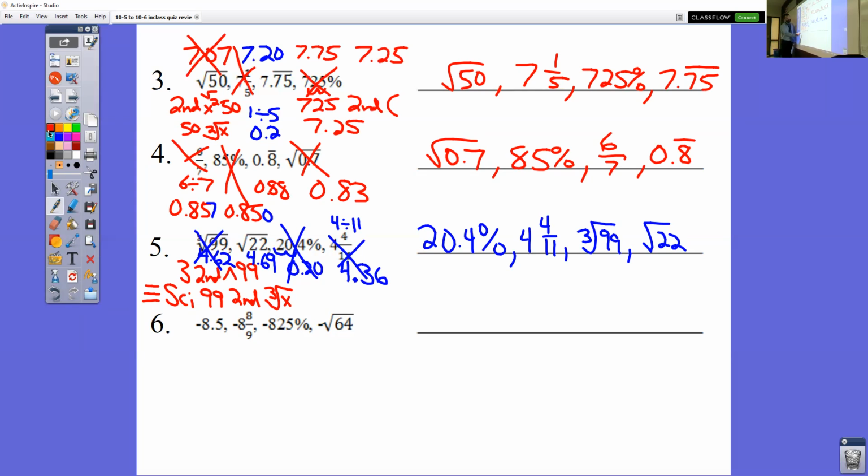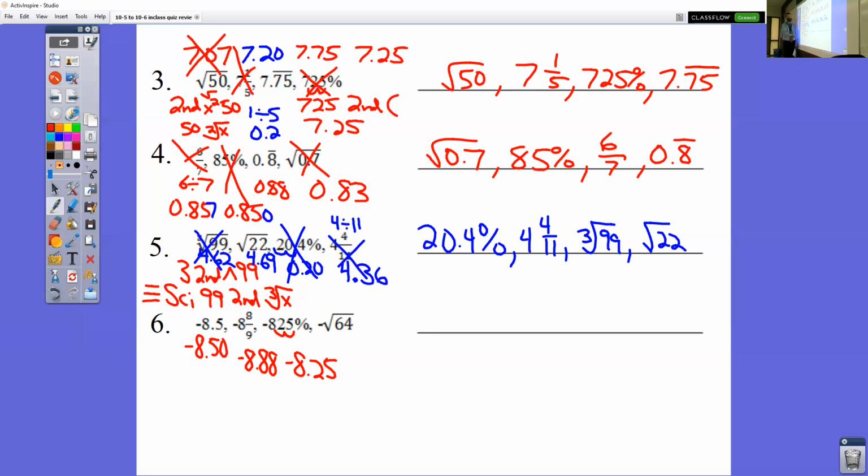Negative 8.5. All that I have to do is add a 0 after the 5. So that looks like negative 8.50. Negative 8 and 8/9. The negative 8 goes in front of the decimal point. You have to do top divided by bottom. 8 divided by 9, you get 0.88 after it. Negative 825%. Either type it into the calculator or move the decimal point 2 places to the left. You get negative 8.25. The negative square root of 64.